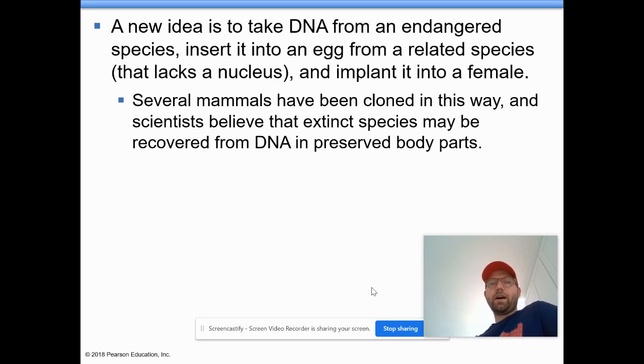The cutting edge is taking DNA from endangered species and inserting it into an egg of another organism, a related species, that lacks the nucleus of its own species' DNA, and implanting it into the female. The idea would be that theoretically it could produce an offspring that is the original species and not the host egg's species, genetically at least. But there are a lot of obvious ethical questions about that, and it hasn't quite been proven to be widespread in terms of the ability to do so. Dolly was the first one, the sheep.